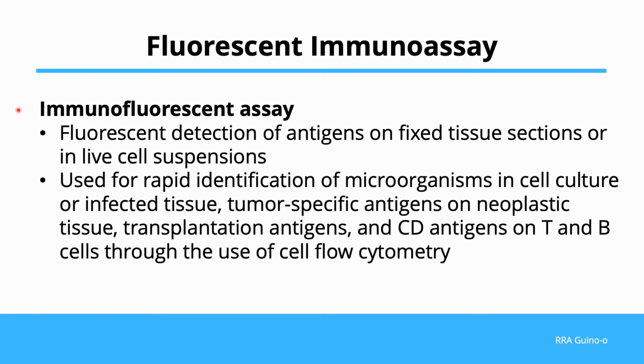One of the most common fluorescent immunoassays is called the immunofluorescent assay. This is the fluorescent detection of antigens on fixed tissue sections or even in live cell suspensions. And in the laboratory, this is used for the rapid identification of microorganisms in cell cultures or infected tissue, tumor-specific antigens on neoplastic tissue, transplantation antigens, and even CD antigens on T and B cells through the use of cell flow cytometry.